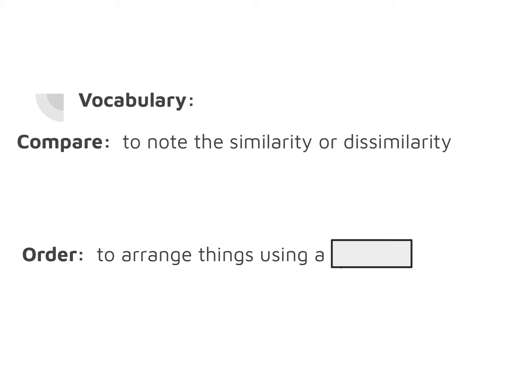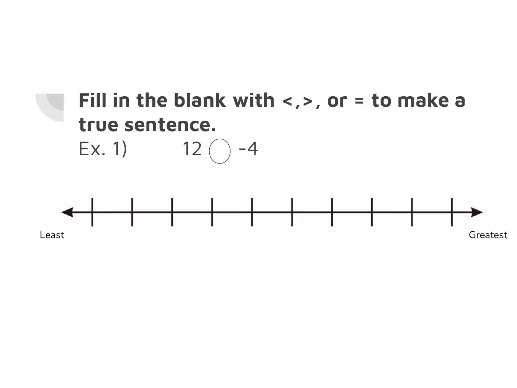All right, we're going to go over the vocabulary. Our first vocabulary word is compare, and that is to note the similarity or dissimilarity. Meaning, is it similar or is it not similar? And to order is to arrange things using a pattern. So go ahead and make sure that these are written down in your notes.